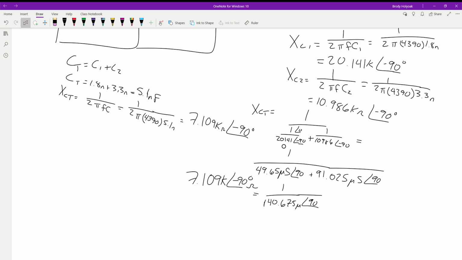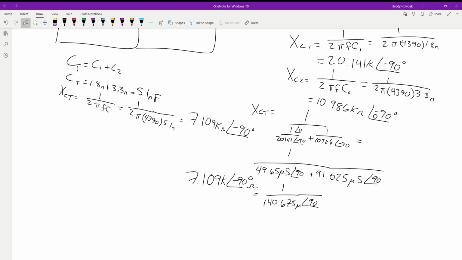Basically, in the end, this stays at negative 90 when we're only dealing with capacitors. Okay, so now that we've verified that we're at least on the right track for getting our total reactance, we can continue to move forward.